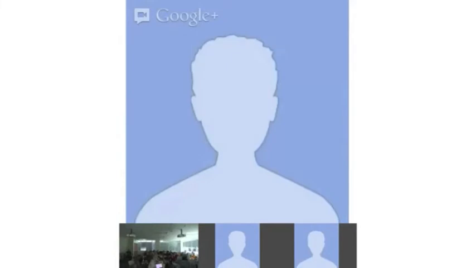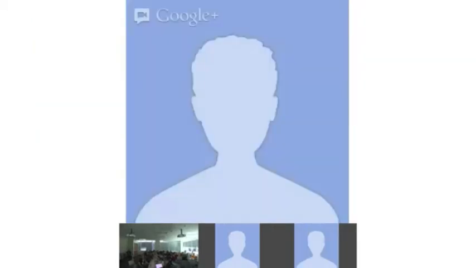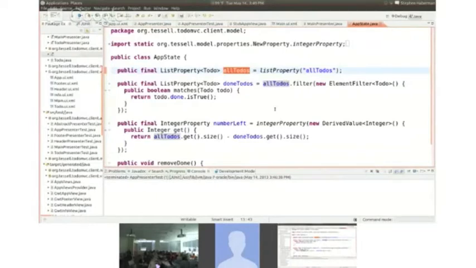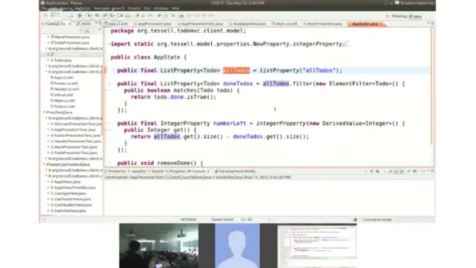I was going to do this at the end, but we can go ahead and look at this app state. The main thing in the app state is this list property of all to-dos. The list property really is just a list, except it has change events, right? It watches what happens to it, and it fires value added, value removed, and value changed.